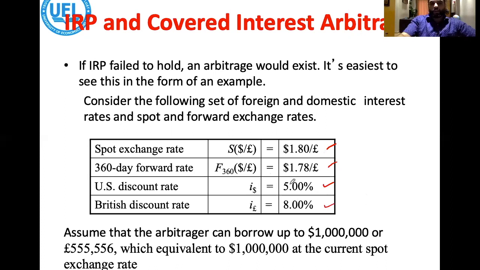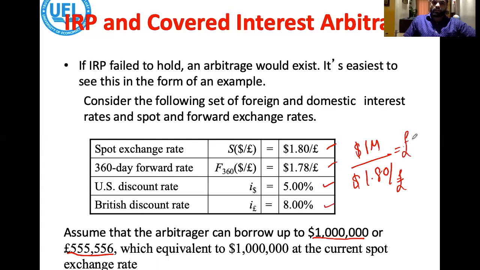So let's move on to the next. One more thing, if you borrow $1 million in the US, that will be equal to this money. Why? 1 million divided by the spot rate, which is 1.80 dollars per pound. So if you solve it, that's going to be 555. All right, so that's what we mean here.